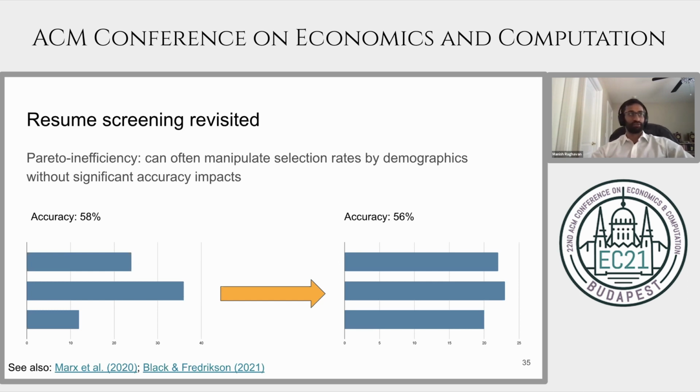So on the picture that I've made here, you might go from a tool that has like 58% accuracy, but very different selection rates by demographics, to one that has slightly lower accuracy, but actually roughly the same selection rates for different demographic groups. So in some sense, you could view this as a very low accuracy-fairness trade-off if this is how you want to define fairness.